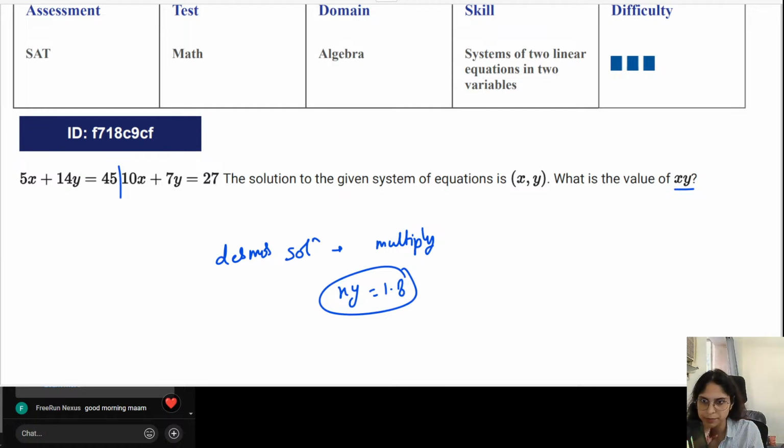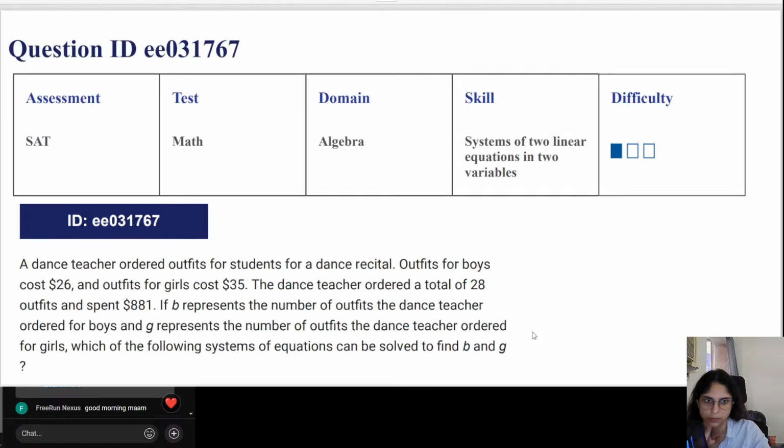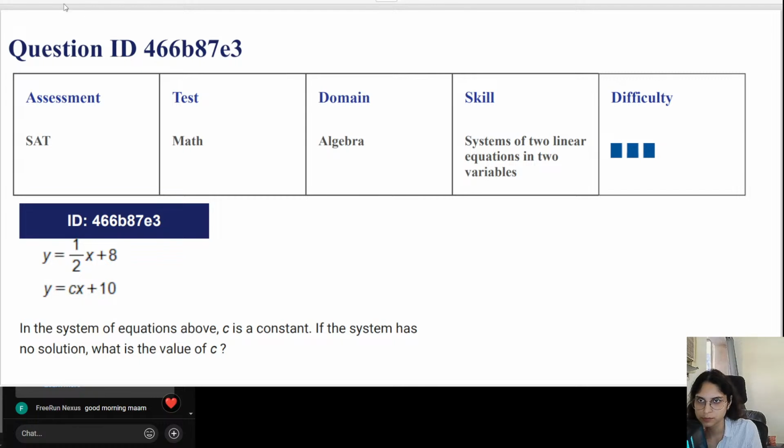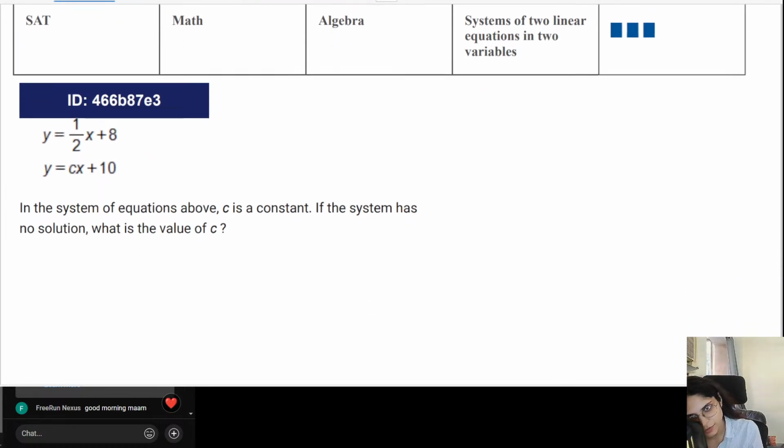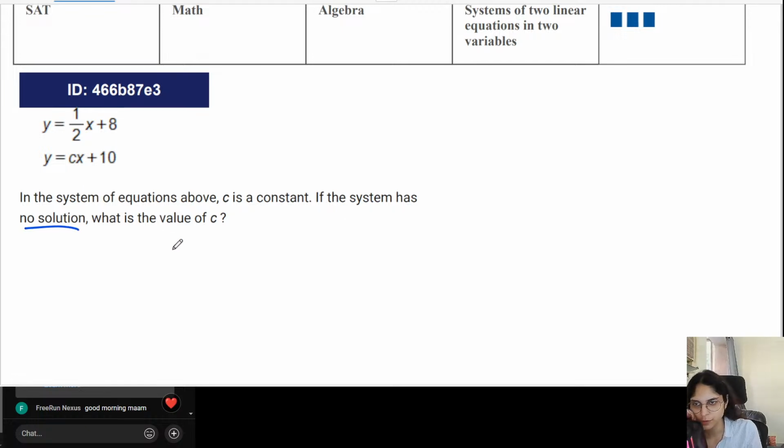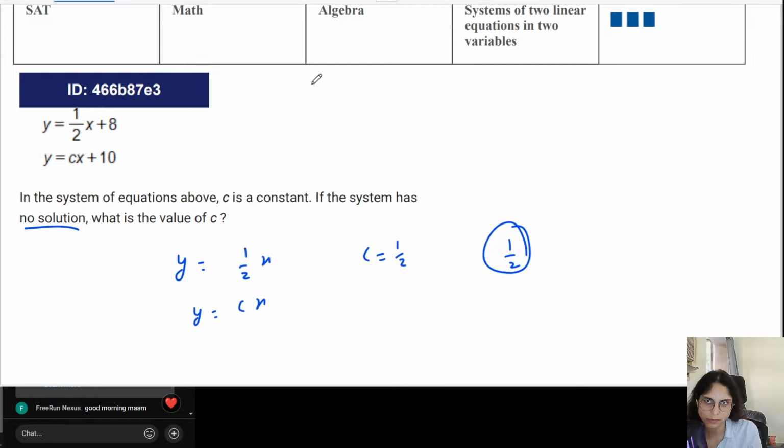Forty-three is the next one. Again, the system has no solution. So forget about the constant: y is equal to half x, y is equal to cx. So you're just multiplying 1, so c should be equal to 1 half. 1 half is your answer, or 0.5 also you can write down. These questions you can't do in Desmos.